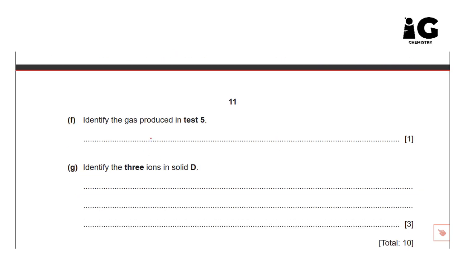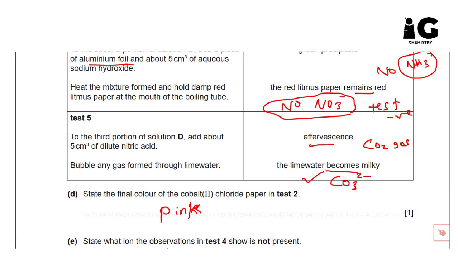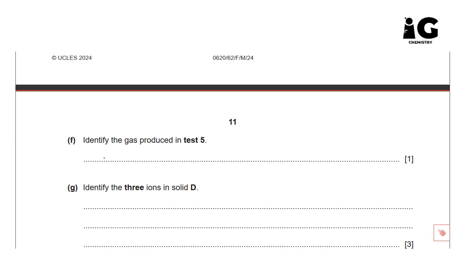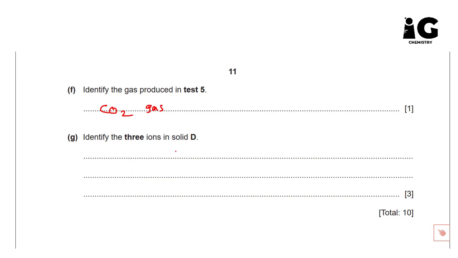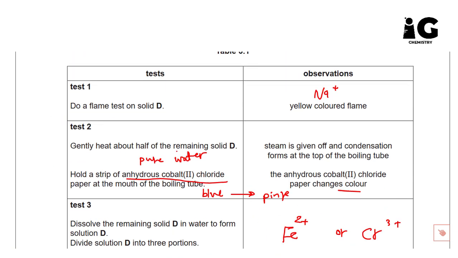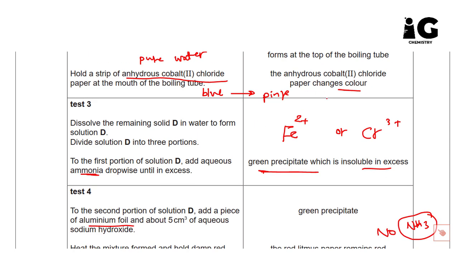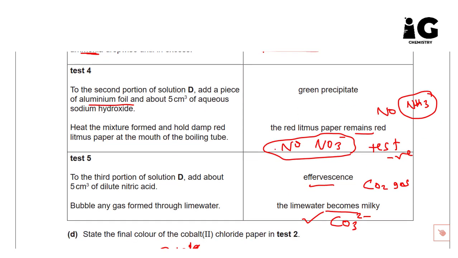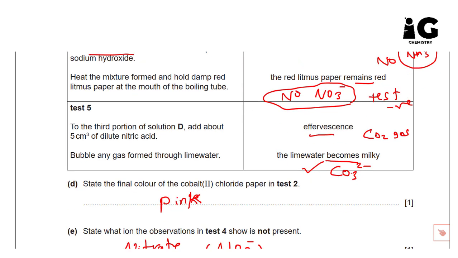Identify the gas produced in test 5. In test 5, the last one, the gas was carbon dioxide, CO2 gas. And identify the three ions in solid D. In solid D, if you remember, the first ion we checked was Na+. This is sodium. And here we have either Fe2+ or Cr3+ forms green precipitate. And finally, we also have carbonate, CO3, that produces carbon dioxide and makes effervescence.